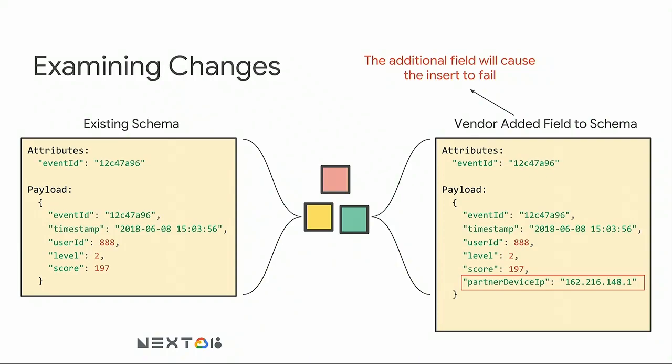So looking back at our messages, we may have the message on the left, which is the yellow message, which is coming in just as we expected in the schema that we expected. But we also may have a message on the right, like the green message here, that has an additional field. So the partner may have added a device IP or some contextual information that's useful for them, and we want to capture that. But if they added an additional field, we may fail on our insert into BigQuery. So we're going to have to account for that within our pipeline.